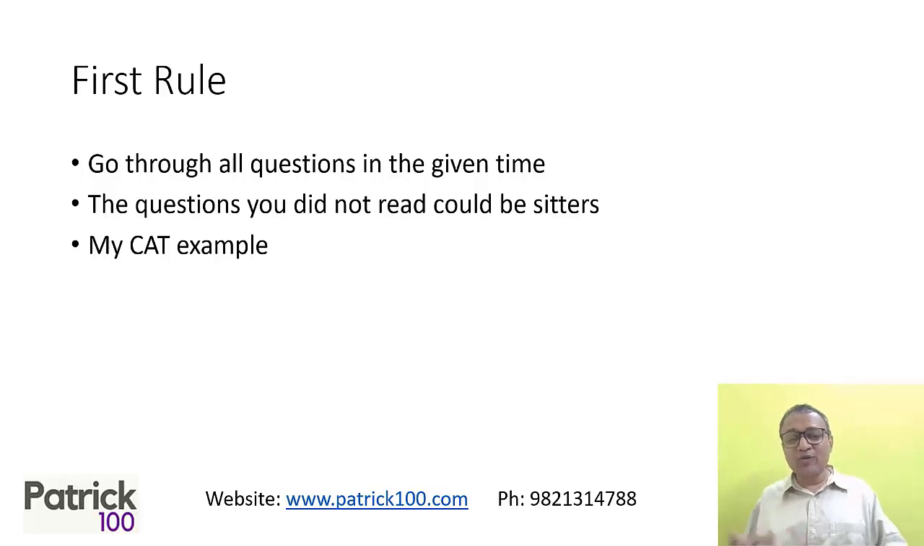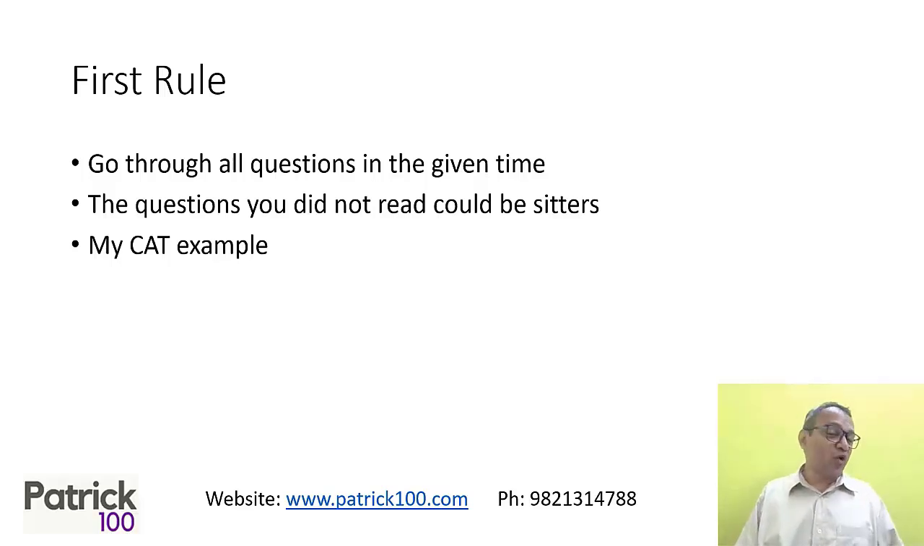Just to give my example, when I wrote my first CAT paper, I did not see the last 5 questions. When I came out of the exam hall and talked to people, I realized those 5 questions at the end were sitters which I could easily have solved. I missed them just because I didn't see them. My strategy was wrong. So I recommend you at least go through the whole paper in the given time frame. In fact, plan the paper in such a way that you've gone through the entire paper before the time limit. So if 40 minutes is the time limit, ensure that you finish at least reading through it in 30 minutes. That gives you a buffer, so that if you extend the time somewhere in between, you've still gone through the entire paper. That's the first rule.